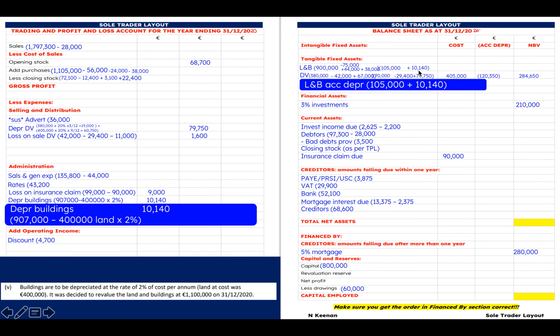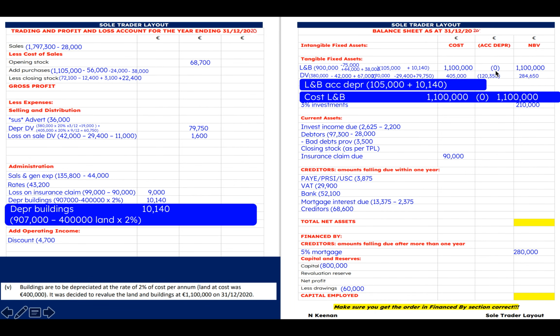Then I add that up to my accumulated depreciation up here in the balance sheet. So that is the first sentence done. The second sentence states that it was decided to revalue the land and buildings at 1.1 million at the end of the year, 31st of the 12th. So therefore, up in the cost here, I've got 1.1 million.